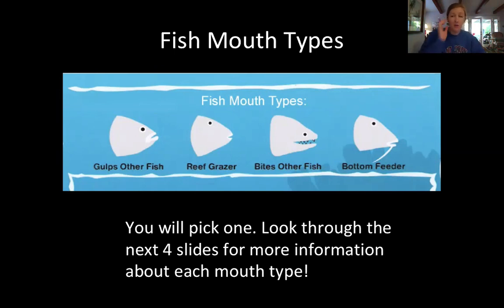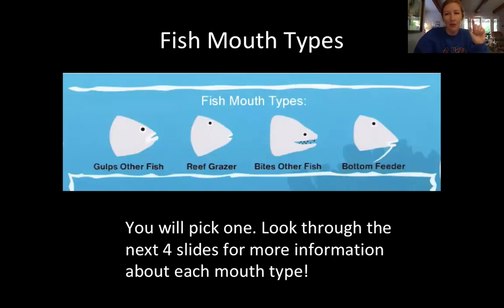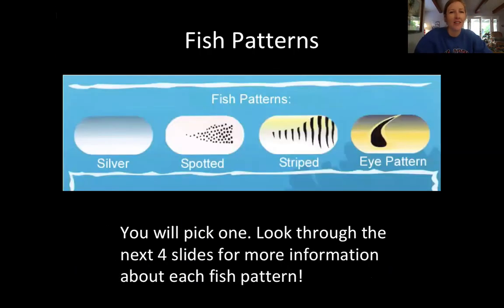In the last part, we need to pick a pattern. I'm moving on in three, two, one. And now we have our fish pattern. I chose silver since the rocket body does best in the open water. The only other one that does well in the open water is striped, and that's only if it's in a school of fish. If you have a coral reef fish, you'll need to pick spotted or eye pattern.